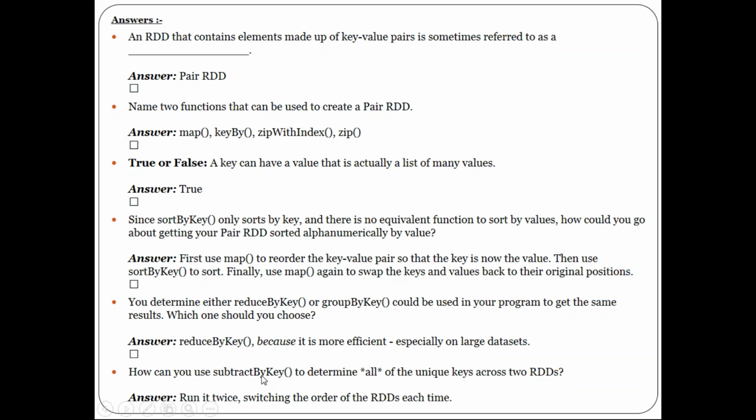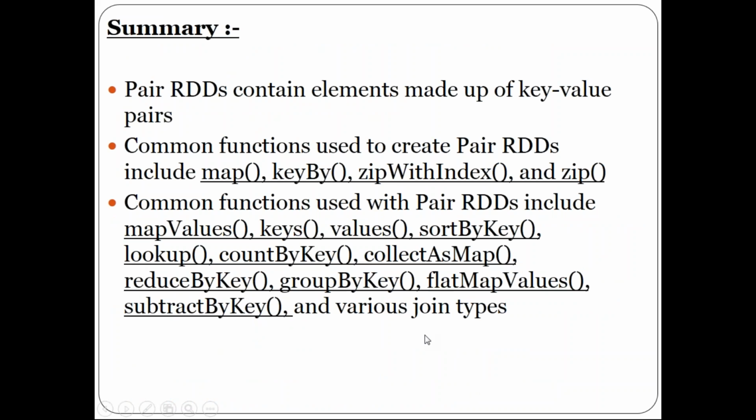How can you use subtract by key to determine all of the unique keys across two RDDs? Run it twice, switching the order of RDDs each time. Okay. If you want to get the unique result, you have to do subtract by key two times, because subtract by key the first time gives you one set in your RDD which is unique, and that one may have a different value but the same key. You want completely isolated ones. That's the reason why you have to subtract once again. Okay, that's what it is.